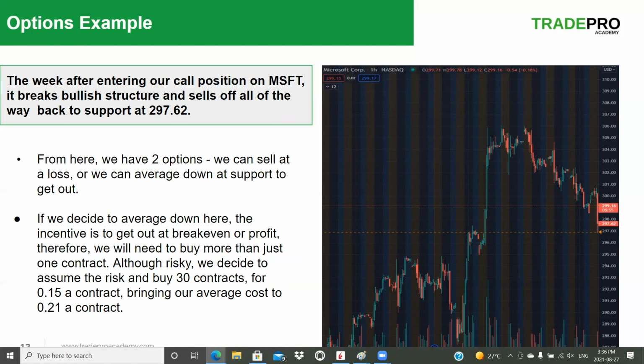We can sell at a loss and just call it a day, put that premium that we've salvaged, if any, into a winning trade, or we can try and average down at support to get out. If we decide to average down here, the incentive is to get out at break even or profit, and therefore we will need to buy more than just one contract. So although super risky, we decide to assume the risk and buy 30 contracts for 15 cents a contract, bringing our average cost to 21 cents a contract.